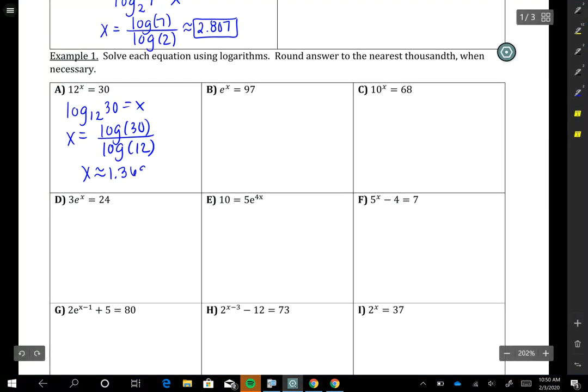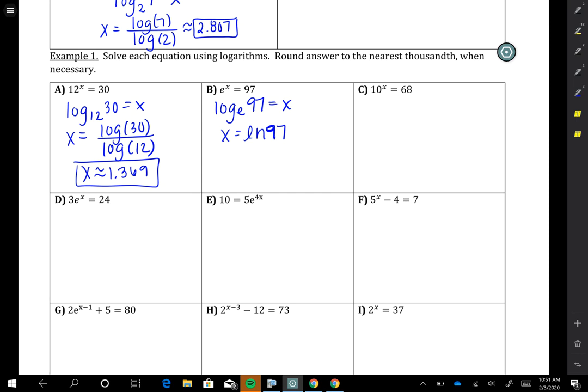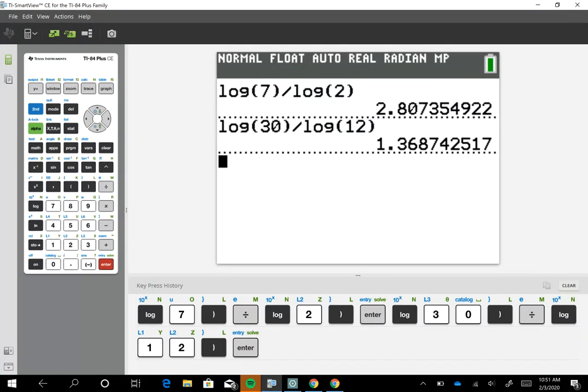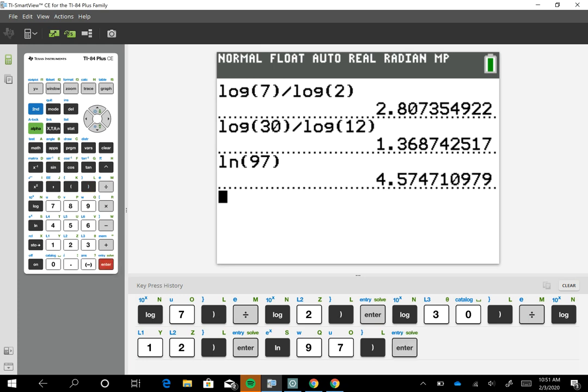All right. Now, what's special about letter B is it's e to the x equals 97. So if I change that to log form right off the bat, without thinking of what this is, that would be the log base e of 97. Well, we know the log base e is natural log. So we don't even have to use the change of base property when our base is e, because that's the natural log. So when we go to our calculator, we just type the natural log of 97. And that's approximately 4.575.